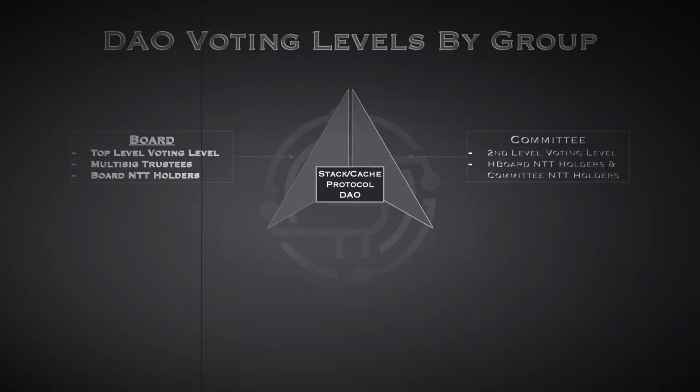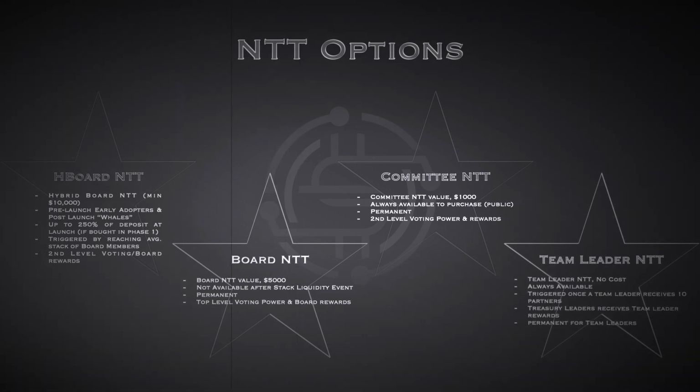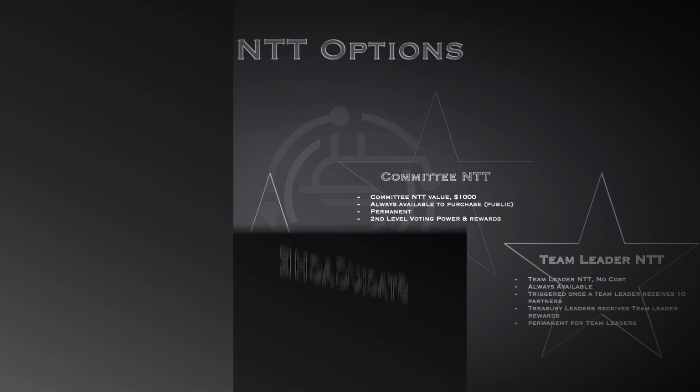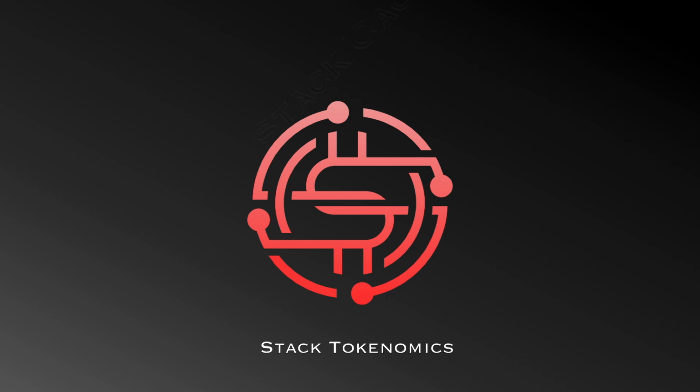In part 2, we discussed governance on a DAO level as well as a team level, and we primarily talked about NTTs, non-transferable tokens, which allow users to have voting rights and opportunities to earn rewards. Today we'll be talking all about the Stack token and Stack Tokenomics. We'll begin with describing the Stack token and its participants.